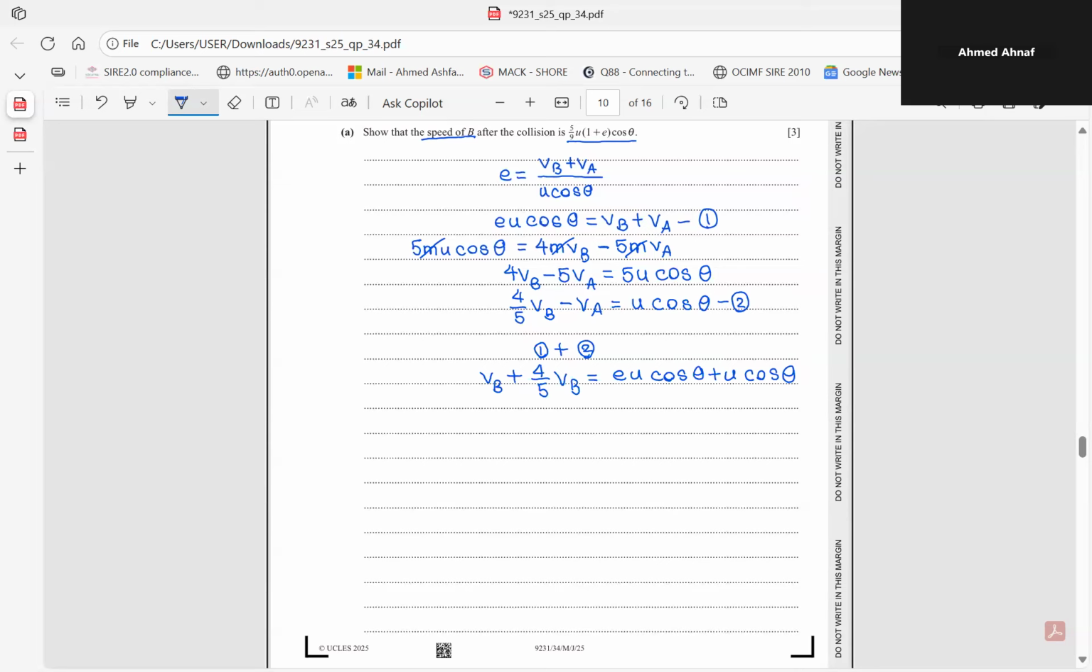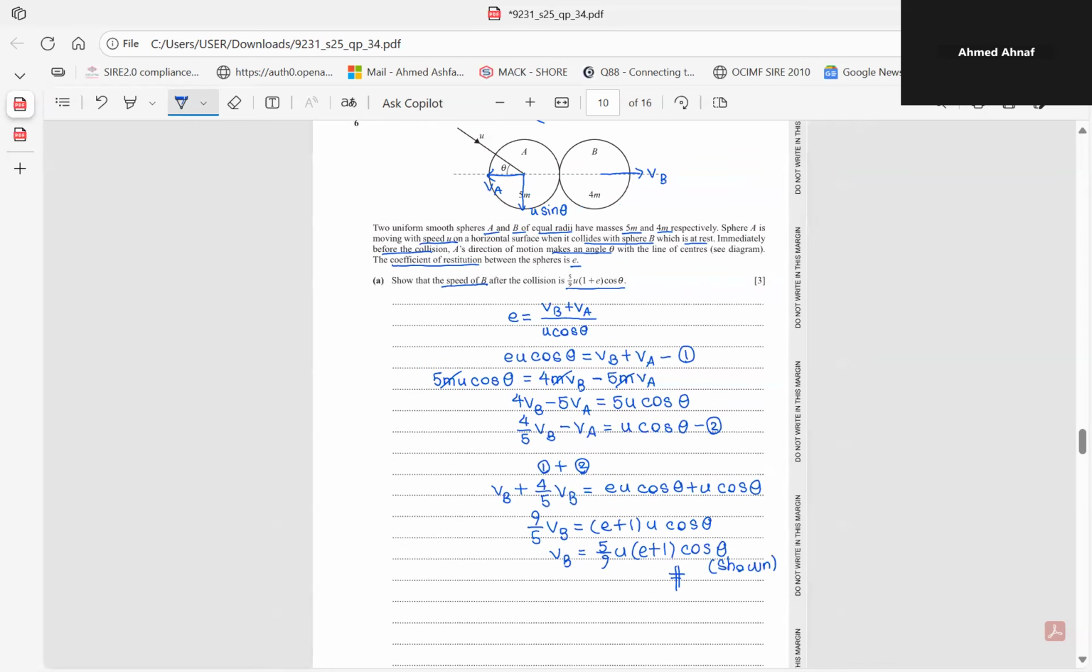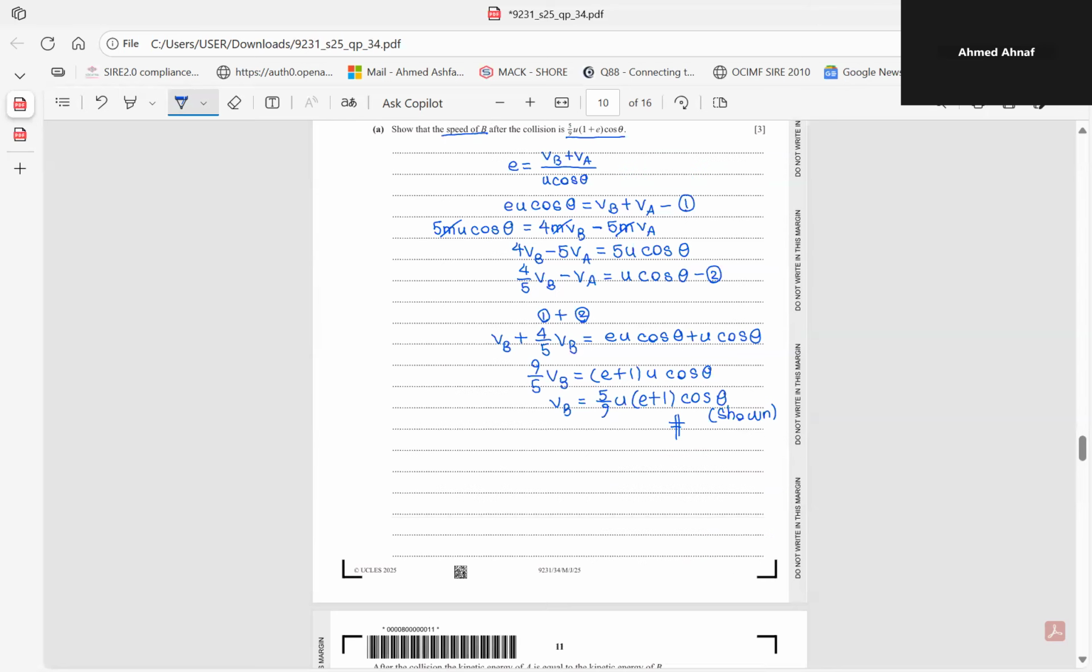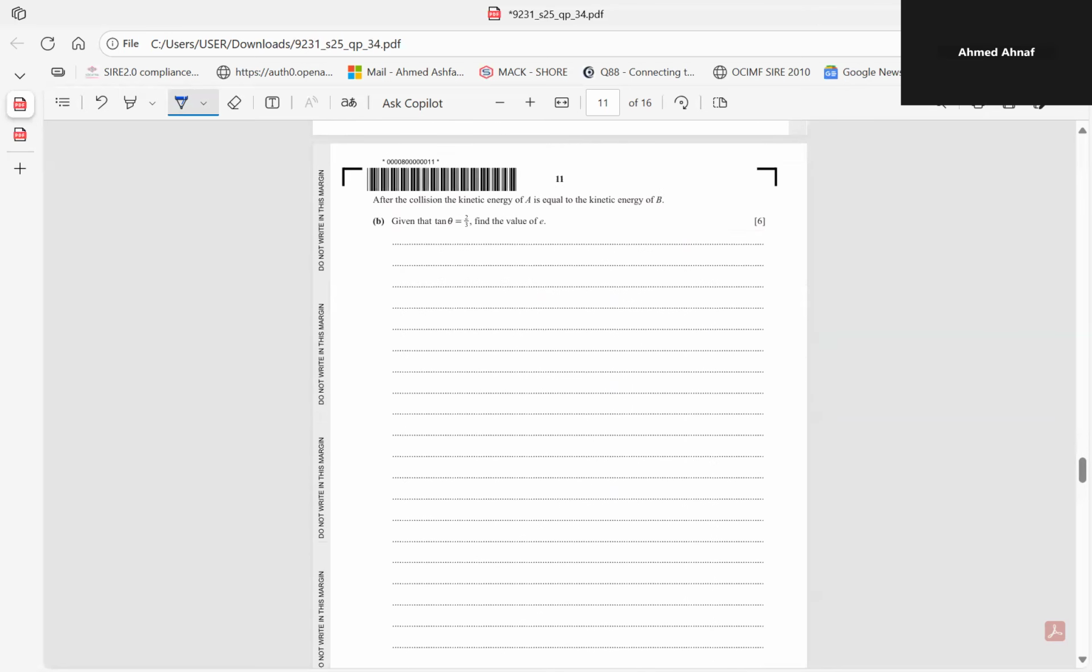So 5 over 5 plus 4 over 5 will get 9 over 5 VB. You will get e plus 1 u cos theta. So VB is equal to 5 over 9 u (e plus 1) cos theta. So we can write "shown", because this is a result that they want to show us. This would be our final answer for this first part of this question. Let's head on to the next part.